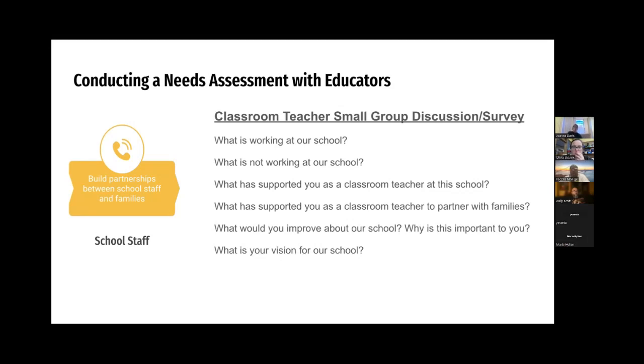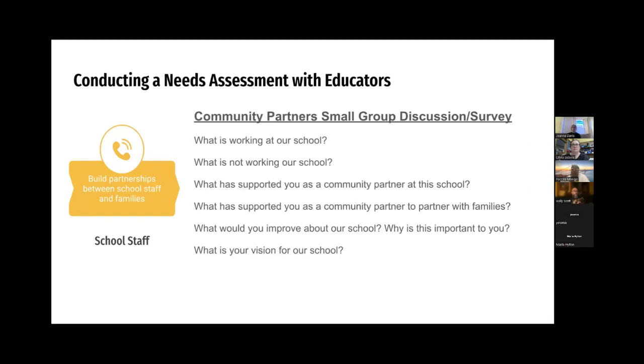We end with the same thing. What would you improve about our school? What is important to you? And then the last one, what is your vision for our school? And this through line stays the same across all the staff. For the school staff, we just switch out: as a staff member at this school, what has supported you, as a staff member, to partner with families. And with community partners, the same dynamic: what has supported you as a community partner at the school, and what has supported you as a community partner to partner with families. One of the things that I might edit, just to be transparent, is to ask also what has supported you to partner with students. That might be a really good edit to add into this survey.